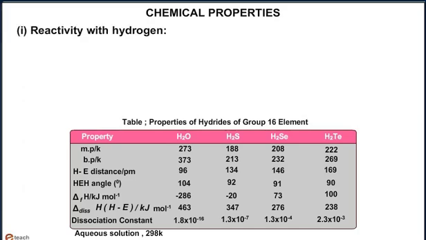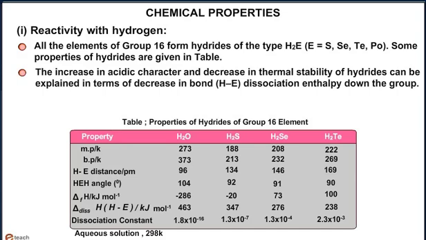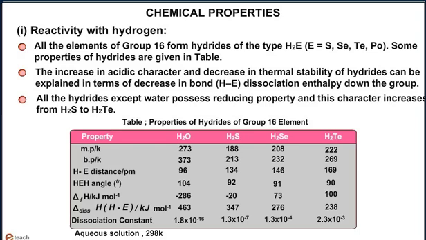Reactivity with hydrogen. All the elements of group 16 form hydrides of the type H2E, where E can be sulfur, selenium, tellurium, and polonium. Some properties of hydrides are given in the table. The increase in acidic character and decrease in thermal stability of hydrides can be explained in terms of the H–E bond dissociation enthalpy down the group. All the hydrides except water possess reducing property, and this character increases from H2S to H2Te.